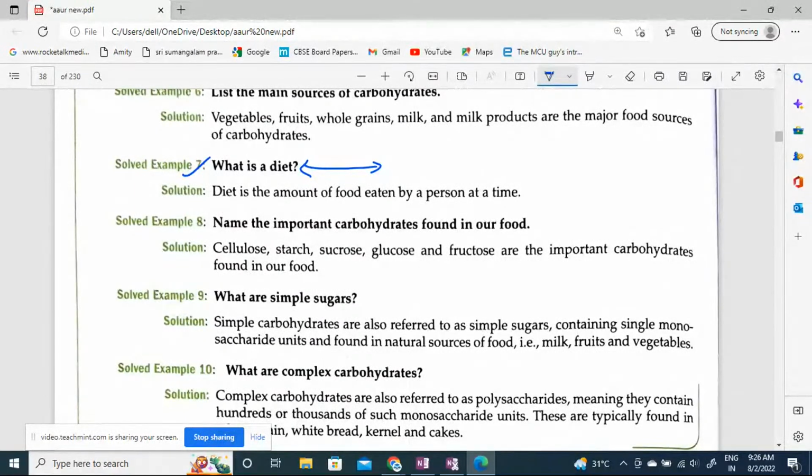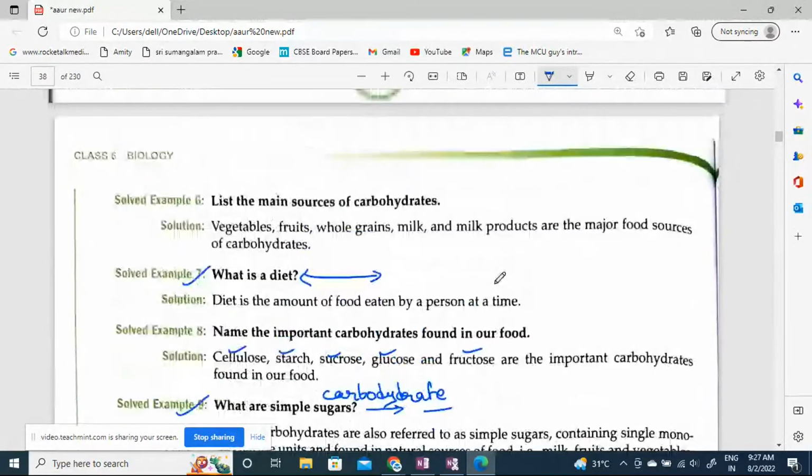Give some names of the important carbohydrates: cellulose, starch, sucrose. There are different names of carbohydrates. Now, what is the definition of simple sugar, and what is the definition of complex carbohydrate? You can also write simple carbohydrate in place of that. What is simple carbohydrate? These are also referred to as simple sugars. They contain single monosaccharide units, for example glucose, fructose, milk, fruits, and vegetables.